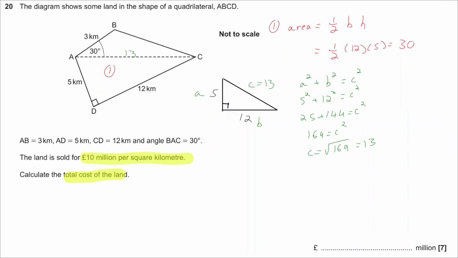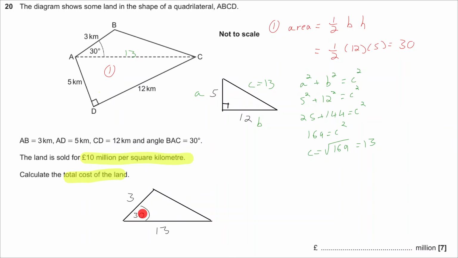Now we can use the area of a triangle using sine. We've got this triangle. Let's draw it in black again. So triangle ABC. Okay, so I've just drawn this triangle ABC down here. You know that this here is equal to 30 degrees. You know that AB, this bit here, is equal to 3. And you also know that AC is equal to 13.